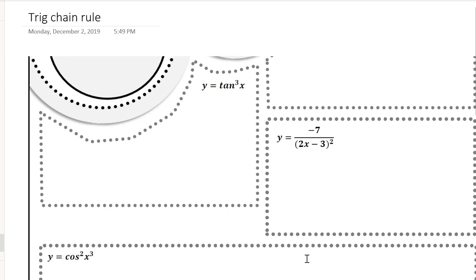When we do trig functions with chain rule, I want you to remember PTA. And this helps me make sure I get all the parts of a trig function. So the P stands for the power. That's where we start. The T stands for the trig. And the A stands for the angle. And the nice thing about the trig ones is there's not a lot of algebra, but you do have to do a little bit more thinking with them. So again, PTA: power, trig, angle.